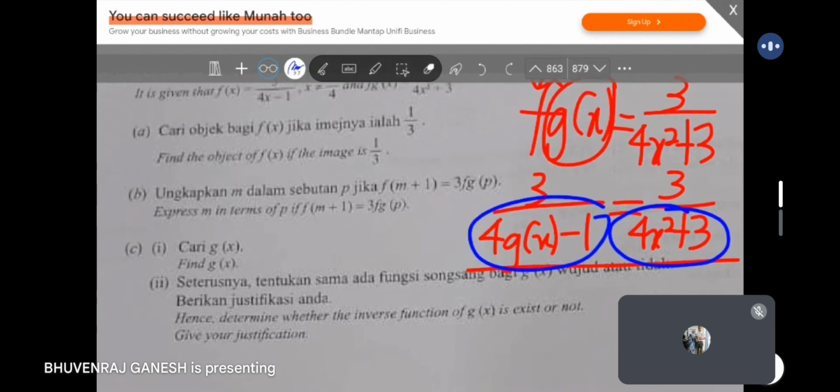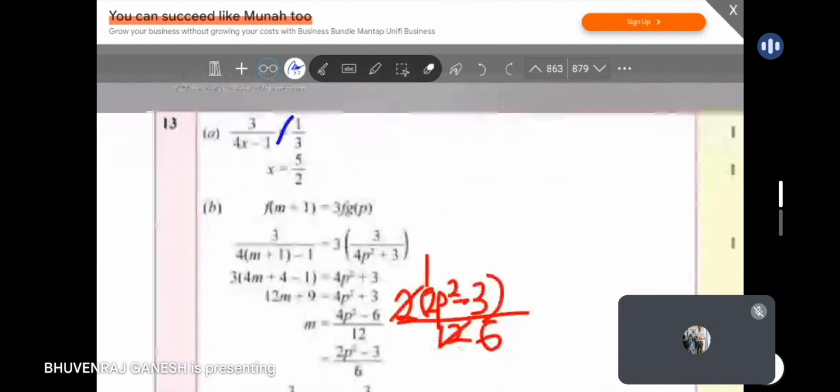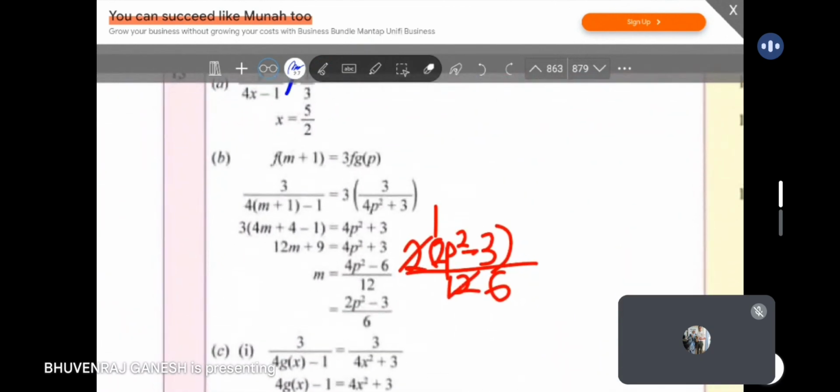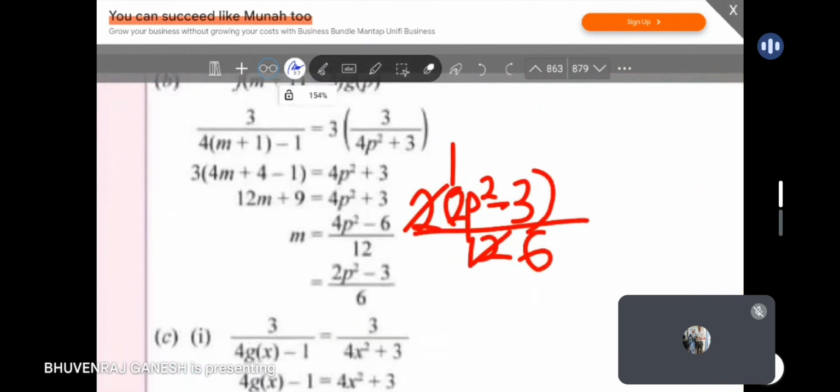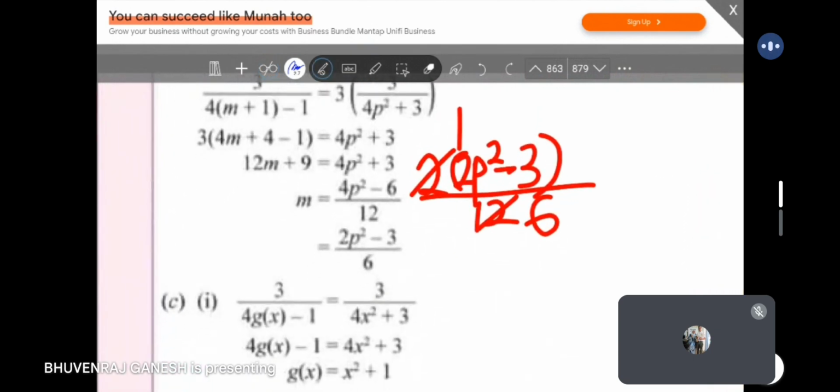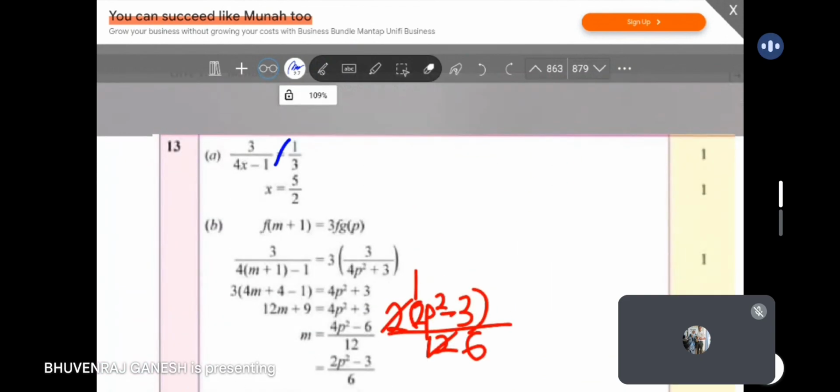Bagi dia sama. Okay, so you will get the equation 4gx minus 1 equal to 4x squared plus 3. So if you solve and see, you should get the answer gx equal to x squared tambah 1. Okay, so this is your answer untuk C1. Okay, that is the answer.